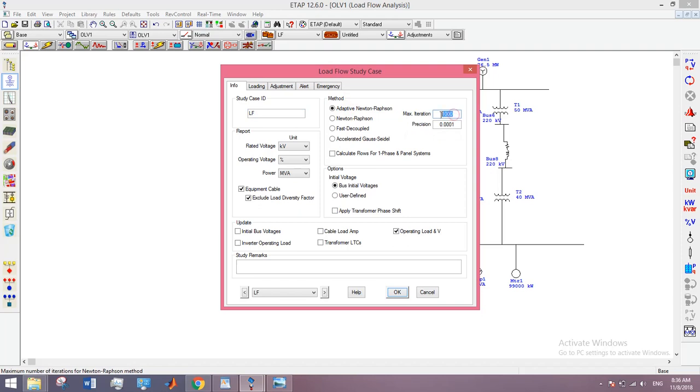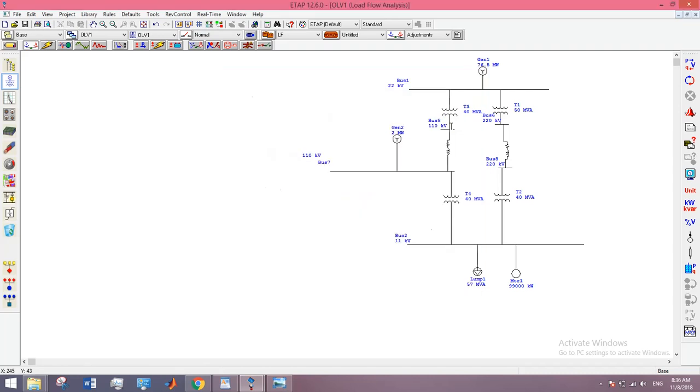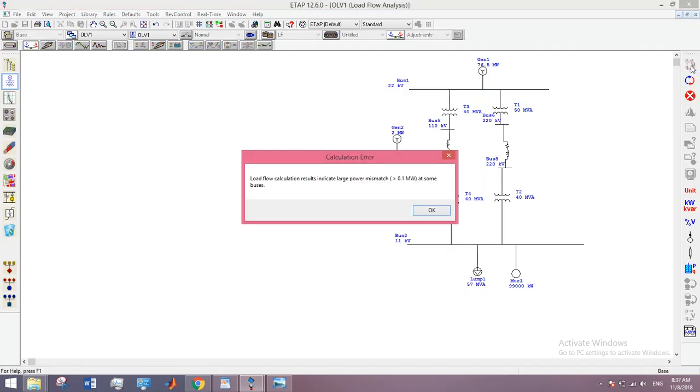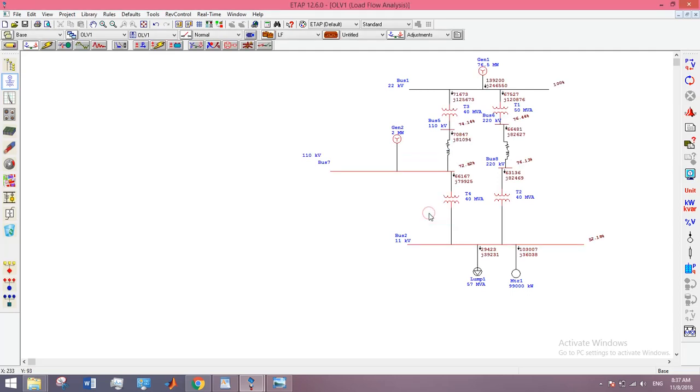Now trying all the algorithms with the maximum number of iterations, either 9999 or even lesser. Let's test if any of them works. Yeah, it's going to work. Press OK. It has worked.